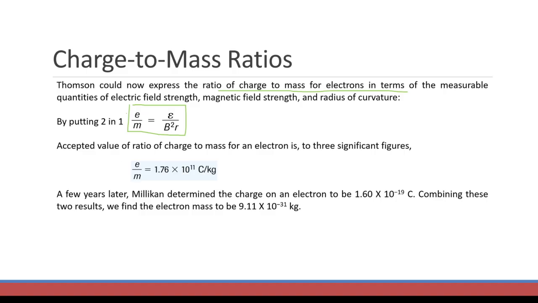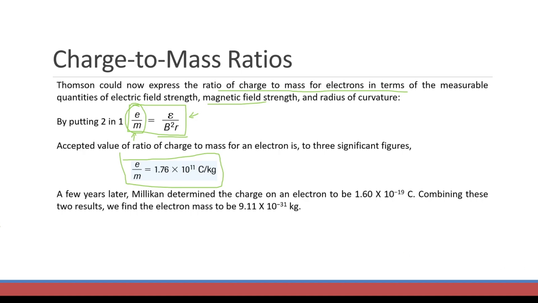And when you solve it into the ratio form of e over m, charge to mass, we get the value in terms of electric field strength, magnetic field strength, and R. And so he had a measurement for the charge to mass ratio equaling this expression. And what he found it to be, to 3 significant digits, is 1.76 times 10 to the 11 coulombs per kilogram. And this was the charge to mass ratio he sought out to find.